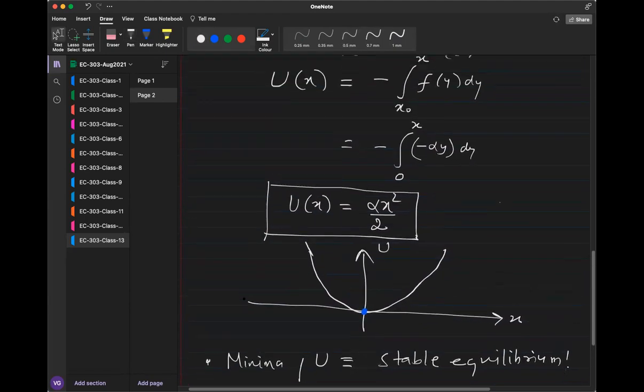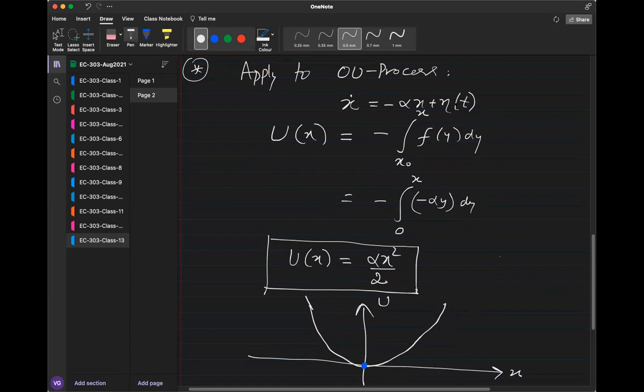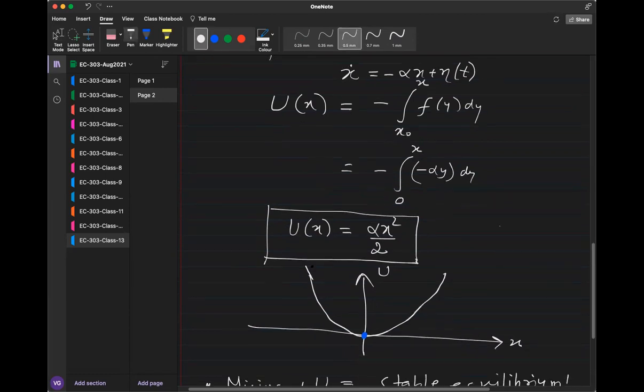Now let us go back to the full OU process with the noise term. I told you that we can think of this as a ball rolling in a landscape. Now if there was no stochasticity, it would just flow down and sit here, right? But what do you think will now happen with stochasticity? Let's say this is the current location. What will happen with stochasticity?